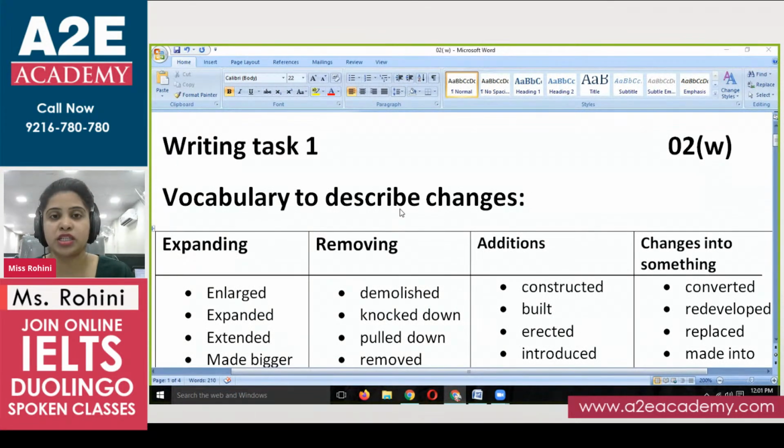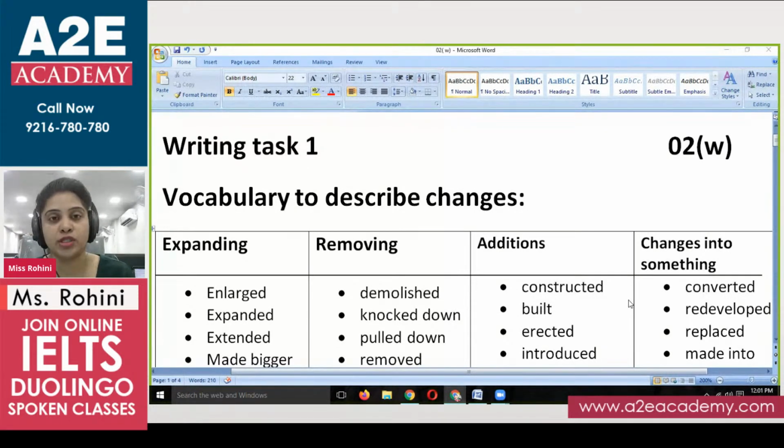Okay, like in data representation, there are certain types of tasks like line graph, bar graph, pie chart, table, blend. Similarly for manufacturing and for recycling there is process, flow chart, diagram. And similarly there is another part of task 1 that is for changes, for the development, that is map. Okay, so in map we basically have to describe changes.